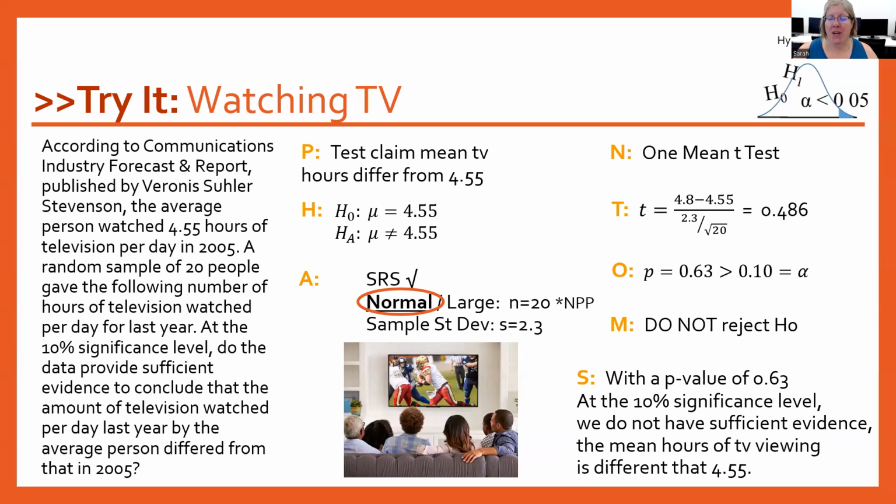So with a p-value of 0.63 at the 10% significance level, we do not have sufficient evidence the mean hours of TV viewing is different than 4.55.